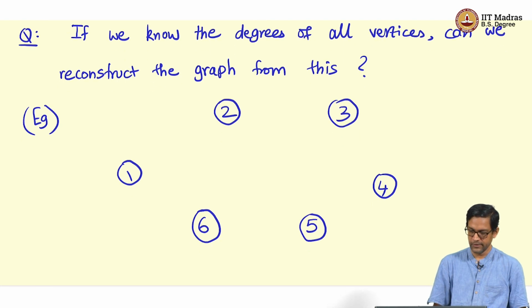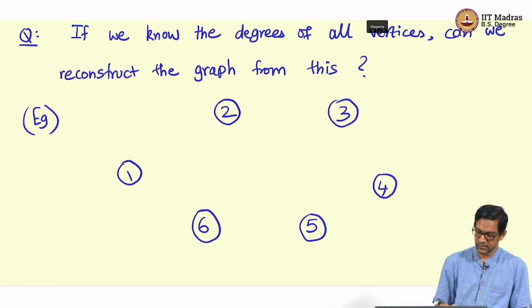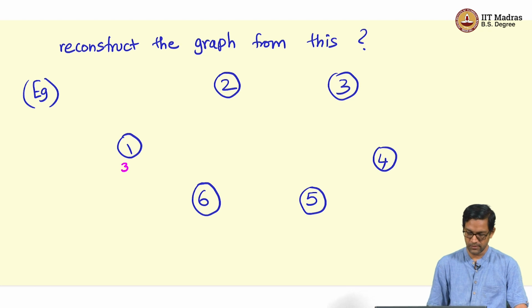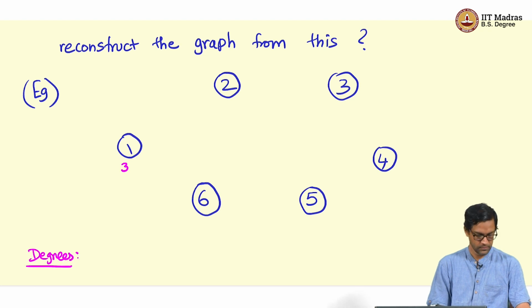And I do not tell you what is connected to what, but I tell you what the degrees of each of the vertices look like. So for instance, if I tell you that the degrees are, so this fellow has degree 3, so I will write the degrees in this pink color. So if I tell you the degrees are the following: 3, 1, 1, 2, 2, 1.